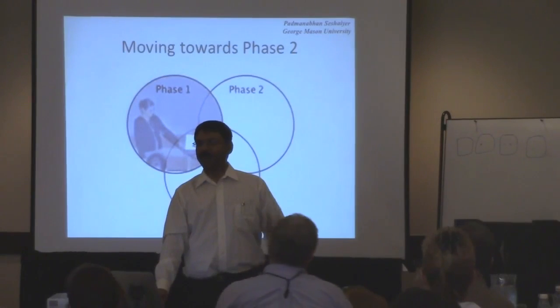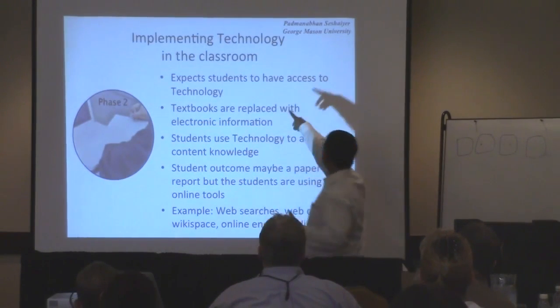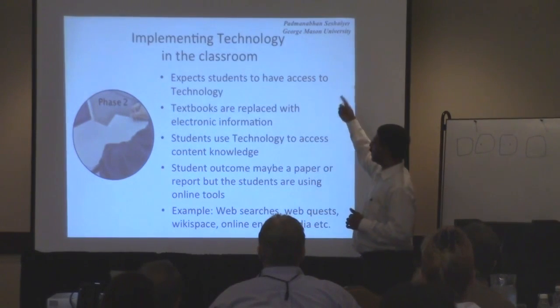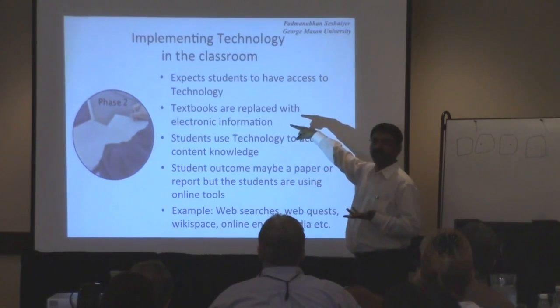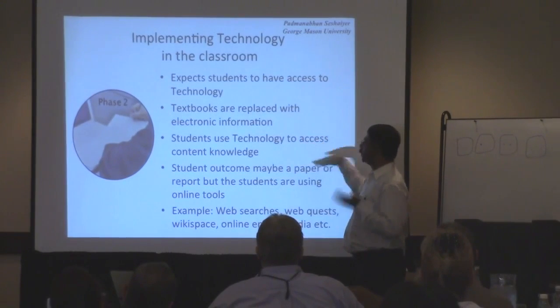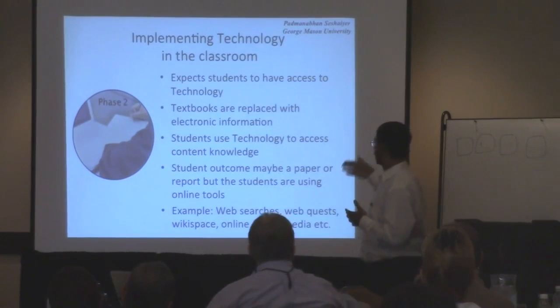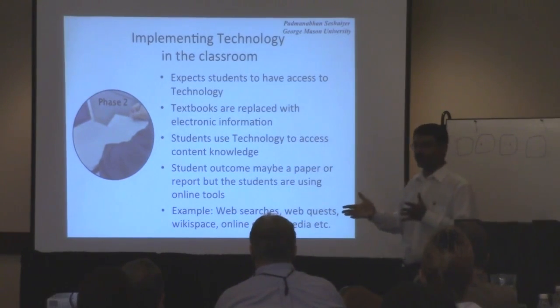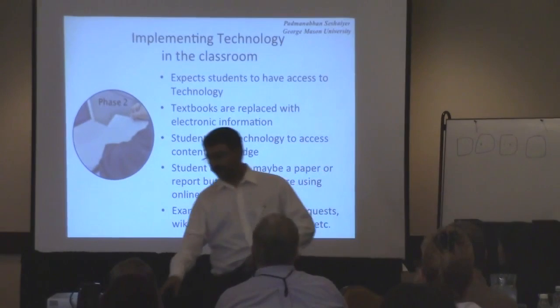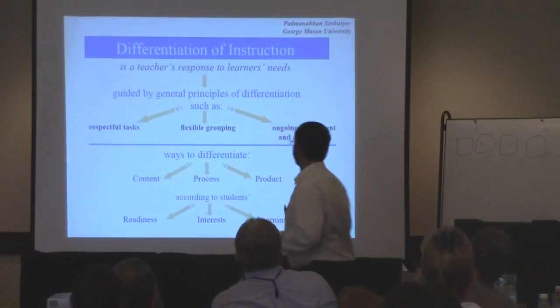But then we are trying to move from phase one to phase two. So how do you implement technology? Well, you want the students to have access to the technology. The textbooks are getting quickly replaced by electronic information. Students use the technology to access the content knowledge, and the outcome may be a paper or a report, whatever you want. You could do this using web searches and all that. I think I have about 100 more slides, but I'm going to quickly stop here.